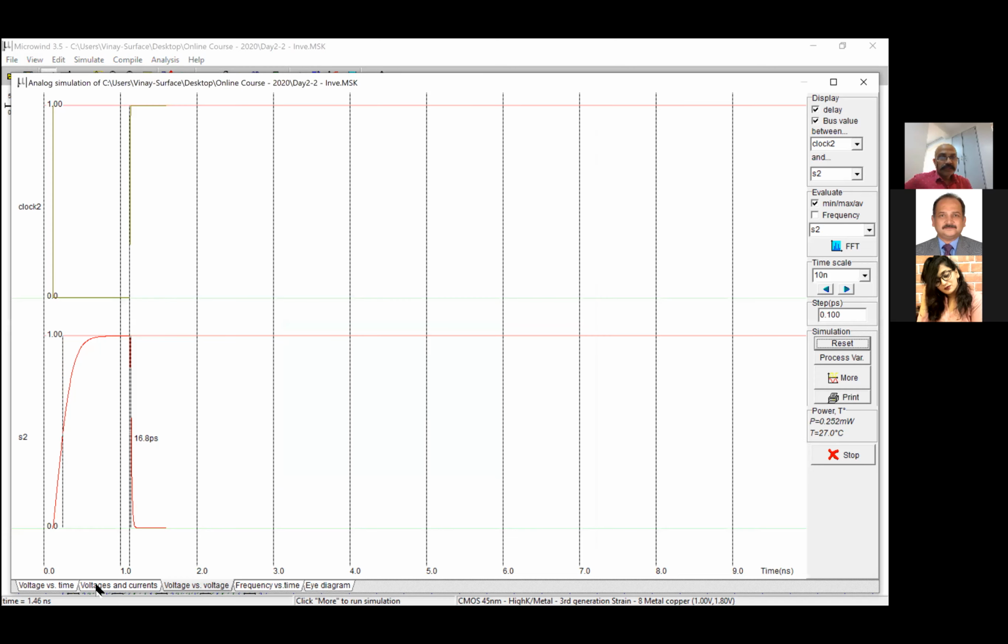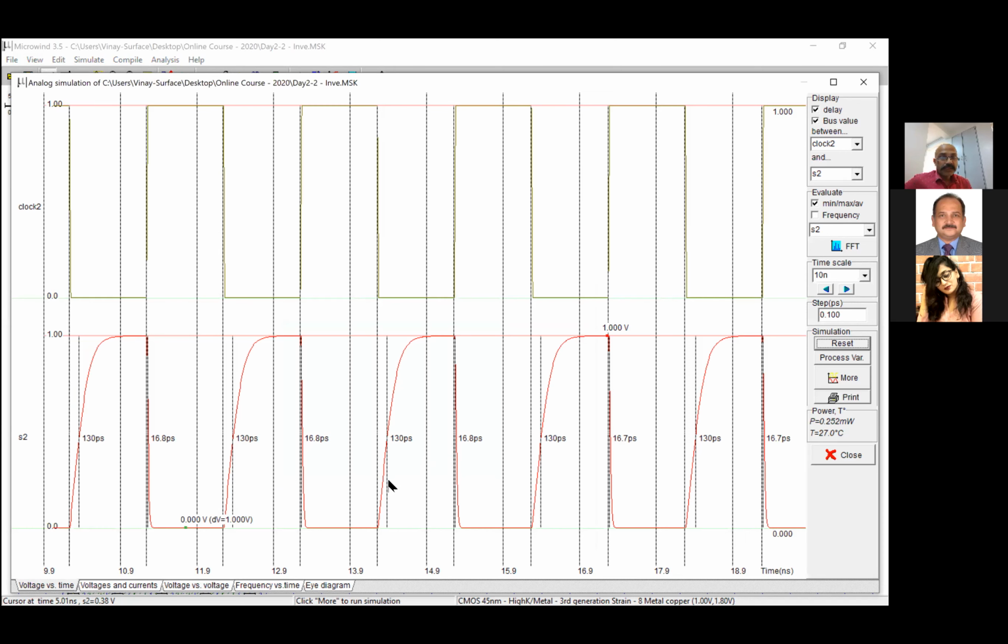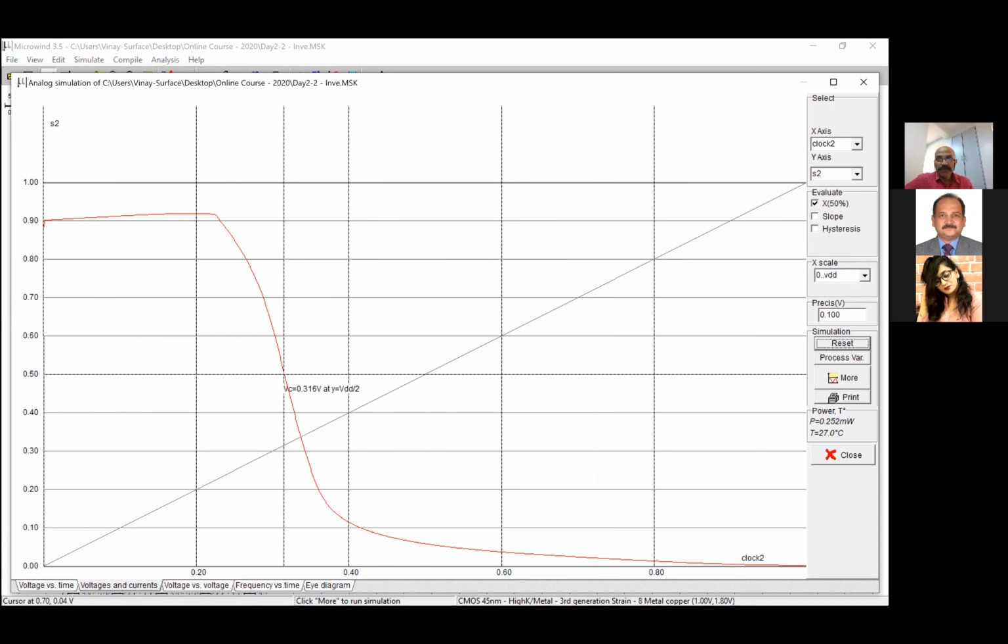So it's still working. You can see there is an impact on the rise time. Instead of 78 picosecond, the rise time has climbed to 130 picoseconds. That's true because I made the PMOS smaller. The width is smaller now. The lesser the width, the lesser the current, and the lesser the current, the more the rise time. Simple. And if you go to the voltage curve, you can see that it has come a little lower than the previous one, 0.316.